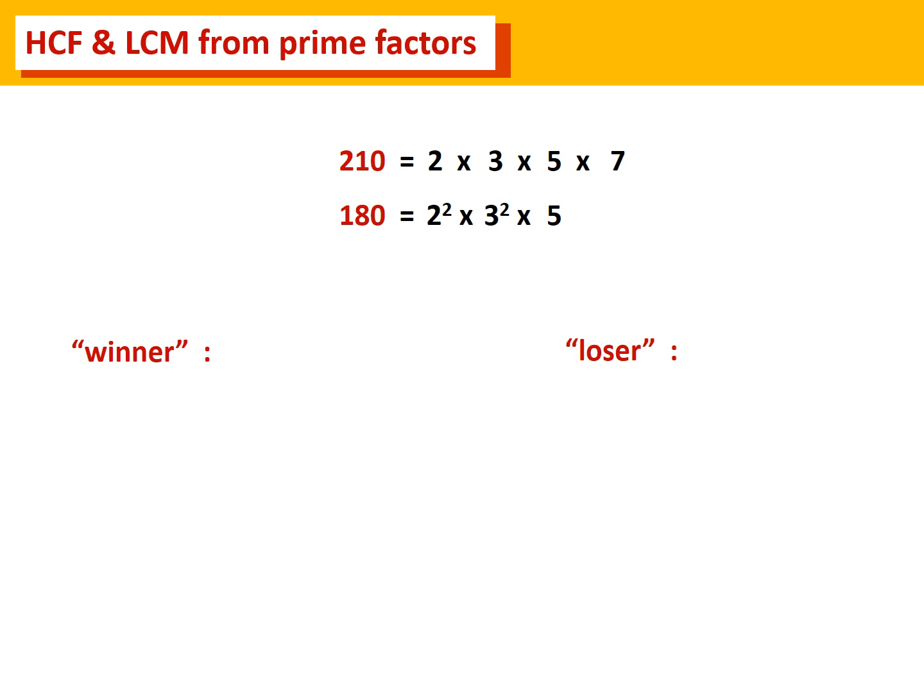We're given two numbers, 210, written as 2 times 3 times 5 times 7. So that is the prime factorisation of 210, which means it's written as the multiplication of its prime factors. If you can't remember how to do that, you might need to nip back and look at the video on factor trees. 180 is 2 squared times 3 squared times 5. And so we're given these two numbers and we need to find the highest common factor and lowest common multiple.